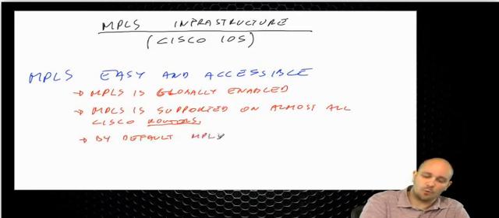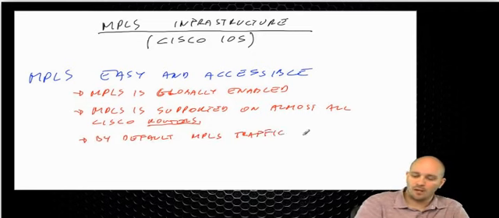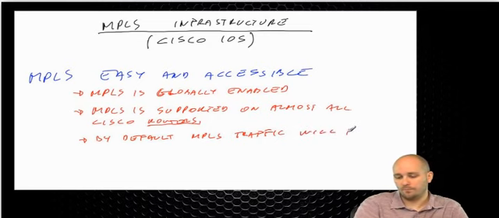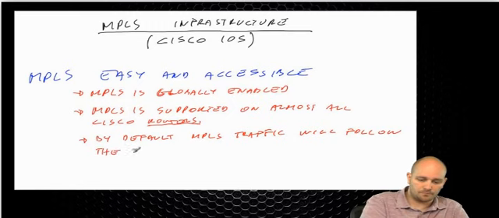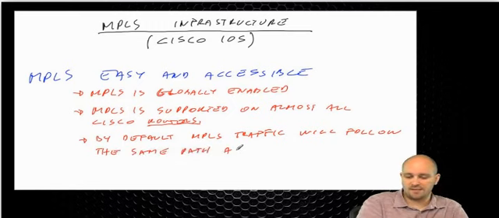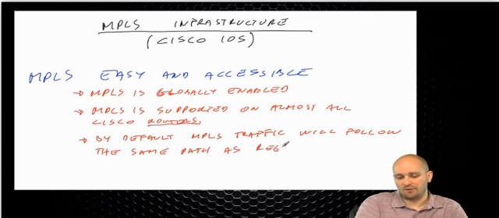And another thing is that by default, MPLS traffic, when enabled, will follow the same path as regular IP traffic would.